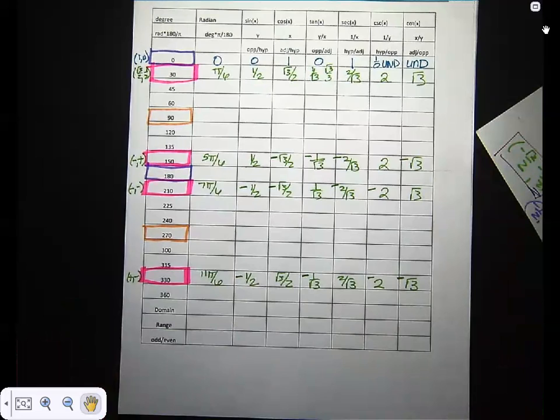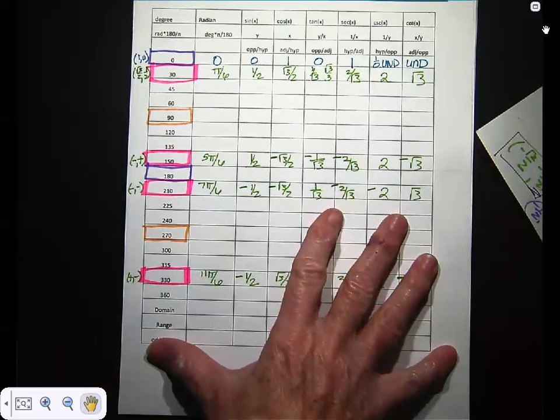So you guys have a good evening. All you need to do for today is fill out this chart.